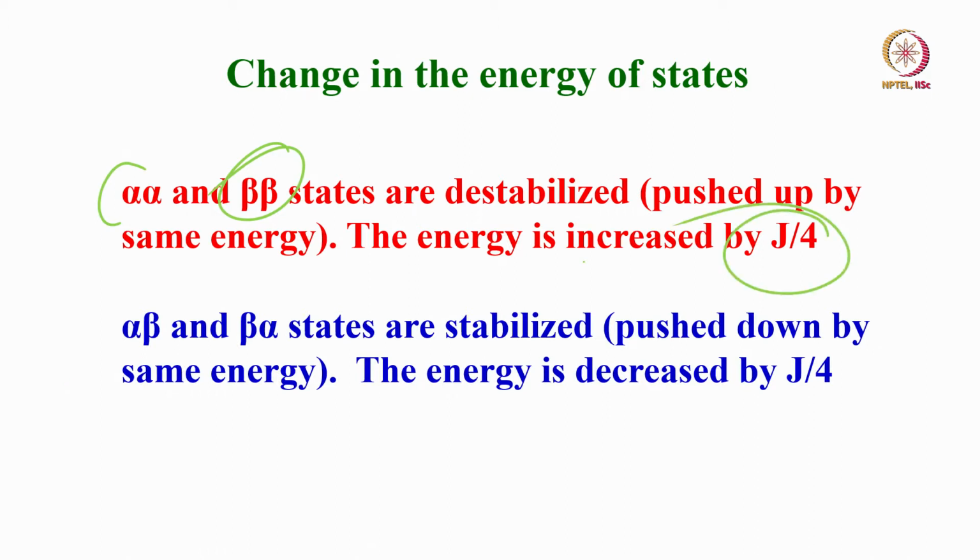I will show you the diagram now. Whereas alpha beta and beta alpha are stabilized. They are pushed down by the same energy. This will go up, pushed up. This will come down by the same amount of energy. And now if I have the energy levels like this without any interaction, without any coupling between two spins A and X, there are 4 spins like this. Now 4 energy states like this.